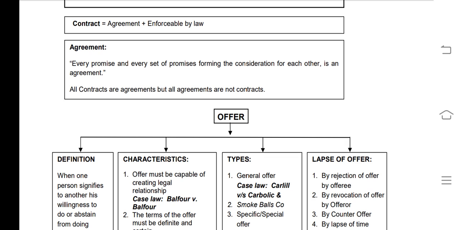Second part, we have to know that a contract is made of two things. First, agreement. Second, enforceable by law. Agreements are of different types, such as business agreements, social agreements, or immoral agreements. There are many types of agreement, but in the eyes of law, only a business agreement, that is, one which is enforceable by law, becomes a contract.